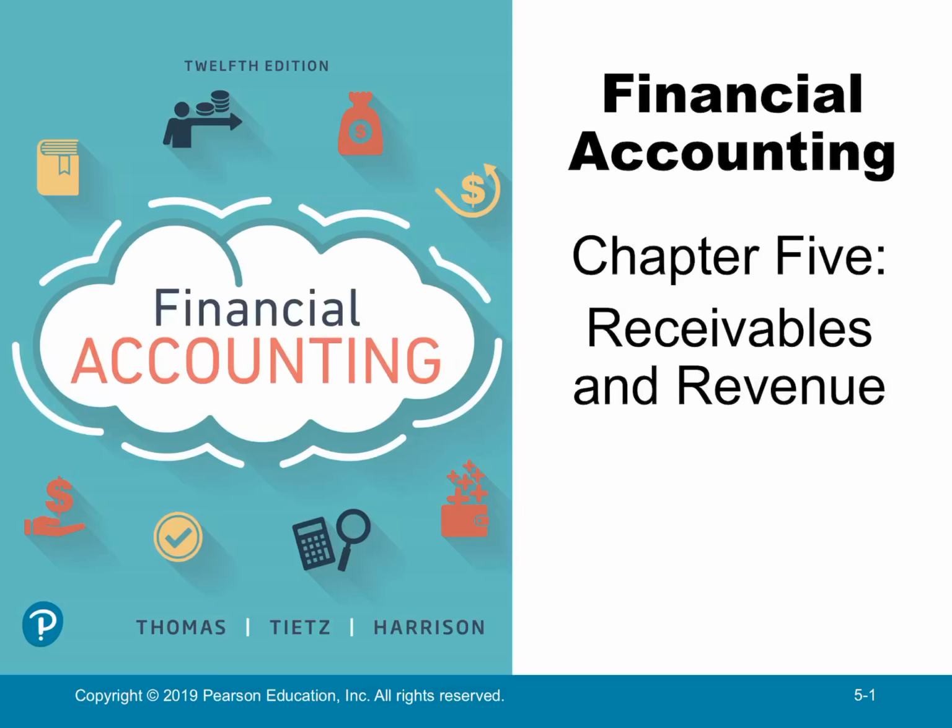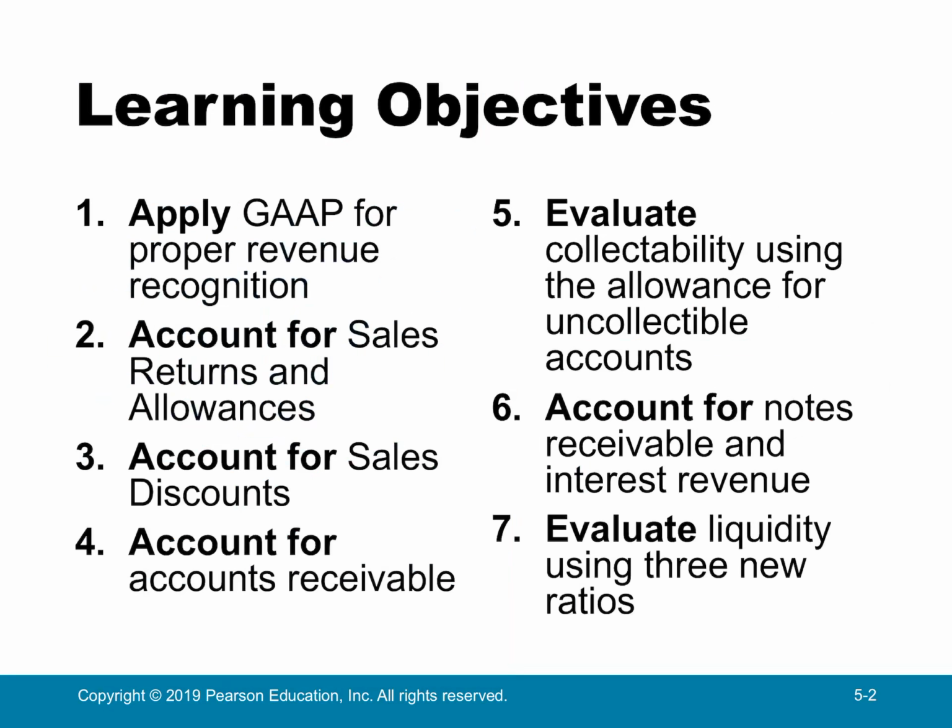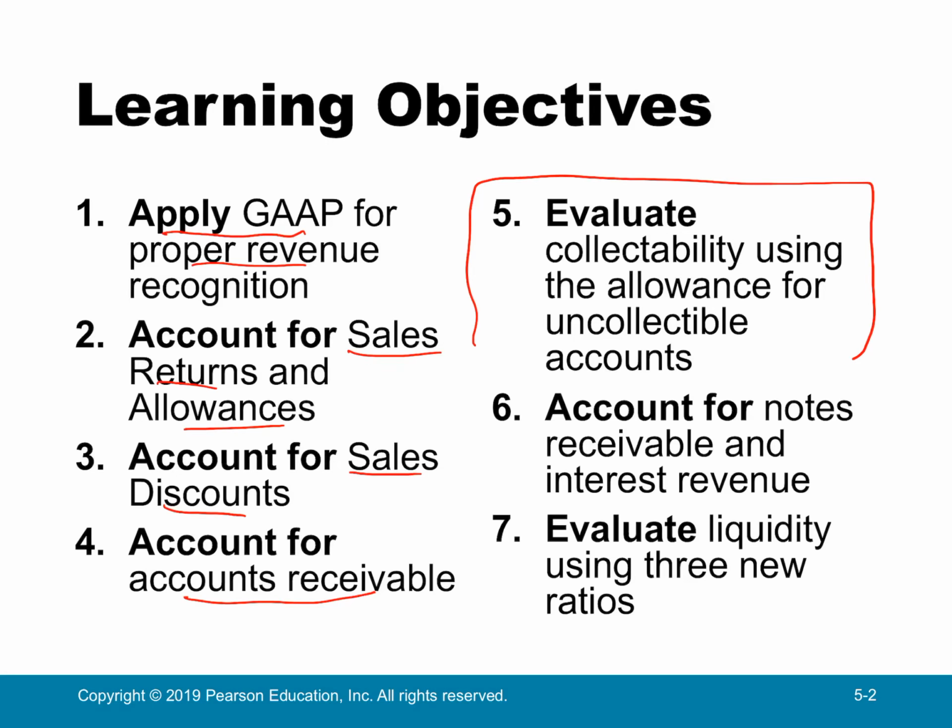Chapter 5 here, receivables and revenue, with the focus being on receivables. So what are our learning objectives? We want to apply generally accepted accounting principles for proper revenue recognition, look at accounting for sales, returns, and allowances. How do we do journal entries and how do we account for sales discounts? How do we account for accounts receivable? Then one of the core topics in this chapter is evaluating the collectability of accounts receivable.